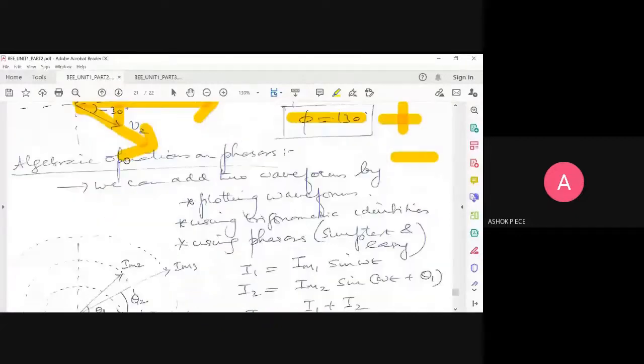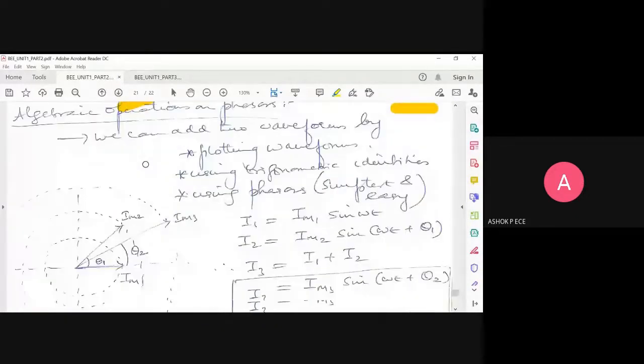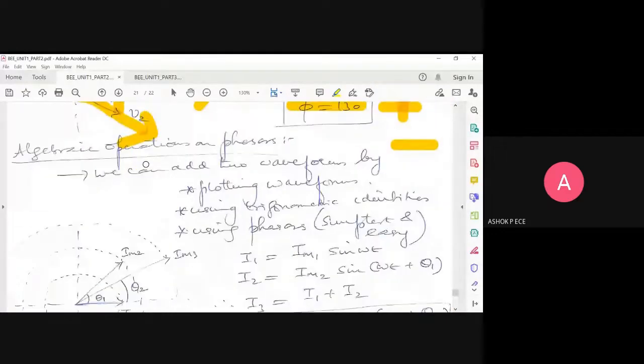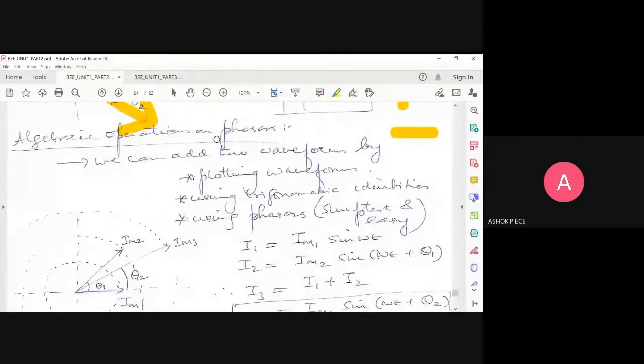So the main thing is, when you want to add two signals, that can be done very easily by phasors. When you are adding two waveforms, you can do it by so many methods. You can plot the waveforms and add.